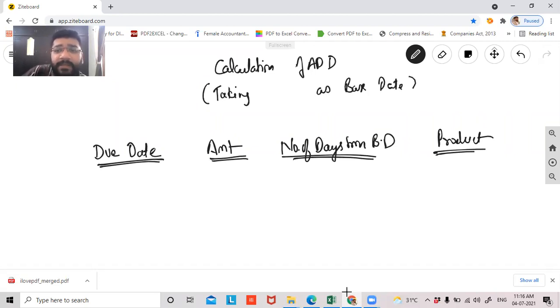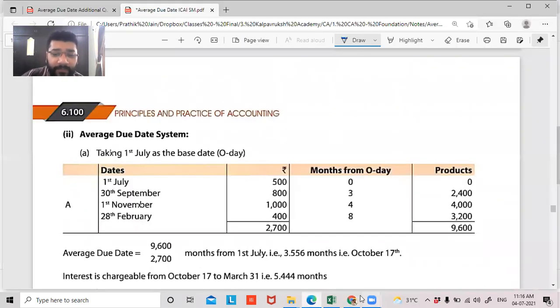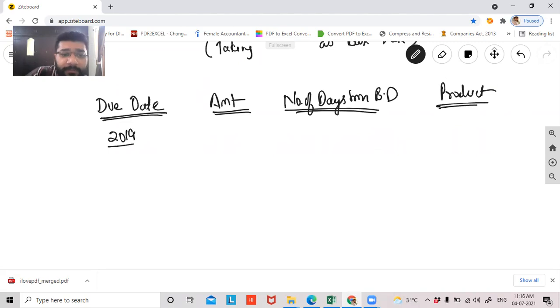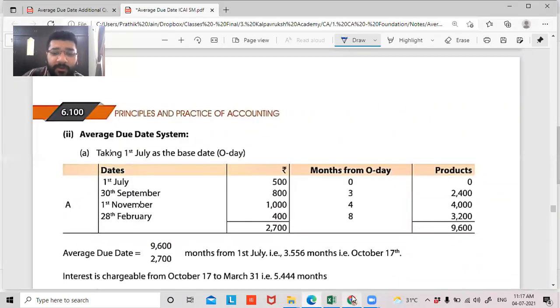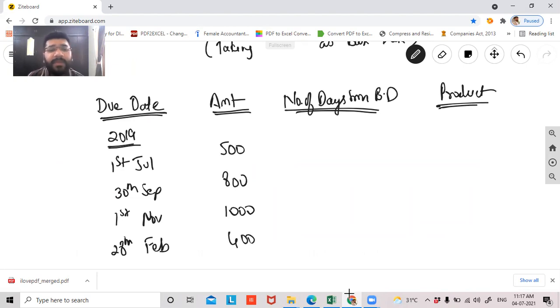We are ready to calculate the base date. Guys, here the base date will be different for both the partners because this is not a bilateral transaction. So 1st July, I'll write the date here, 2019. 1st July, 30th of September, 1st November, 28th of February. And what is the amount, guys? 500, 800, 1,400. Tell me, guys, among these 4 due dates, which due date is the least?